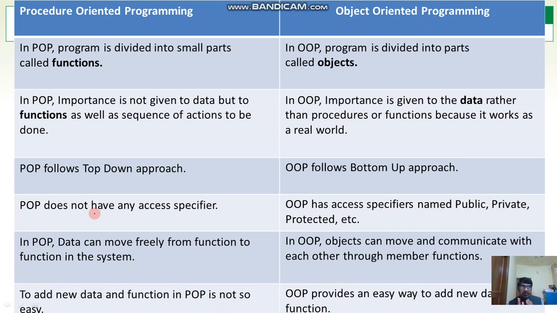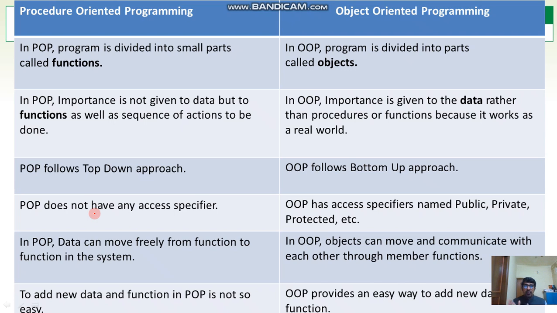And in POP, there is nothing called access specifiers. But in OOP we have access specifiers like public, private, and protected. Normally we use three access specifiers. And in POP, the data can move freely around the functions. There is no restriction. Nobody is going to stop the data.